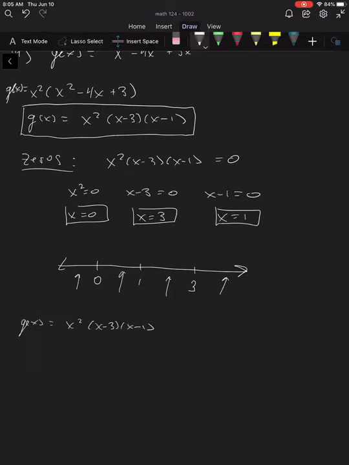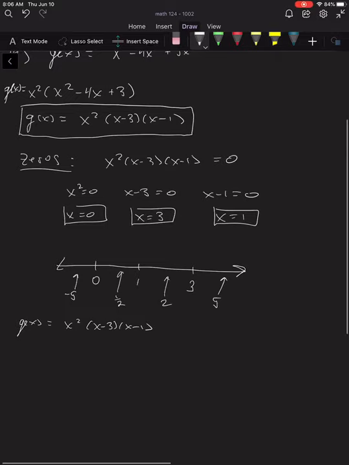Any number in the section on the left, anything to the left of 0, we could plug in minus 5. Anything in between 0 and 1, we could choose 1/2. Anything in between 1 and 3, we could choose 2. And anything bigger than 3, like 5. We want to plug these numbers into g of x, but we don't really care about the number value. All we care about is if it's going to be positive or negative.